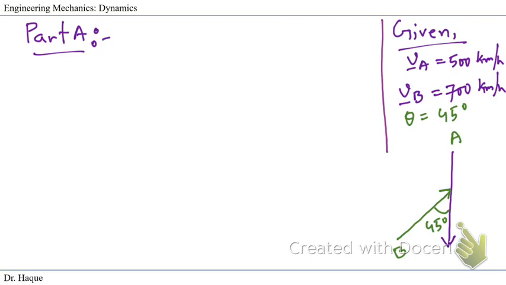Let's move to what's unknown. For the first problem, the unknown is the velocity of B with respect to A. How will plane A see the relative velocity of B? How will plane A see the velocity of B, the relative velocity of B.